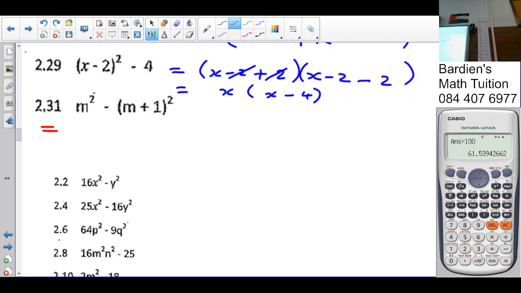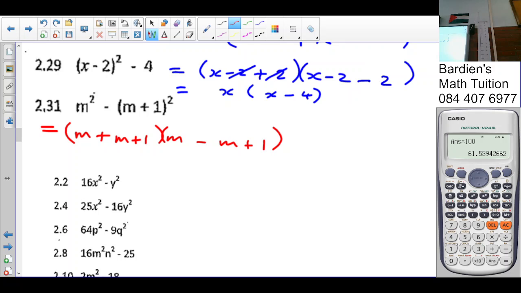What's the square root of m squared? m. What's the square root of (m plus 1) whole squared? m plus 1. Is there a minus between them? Yes. So we can apply the difference of two squares again. So it's going to be m and m, plus and minus, then m plus 1 and m plus 1. You all agree with that?